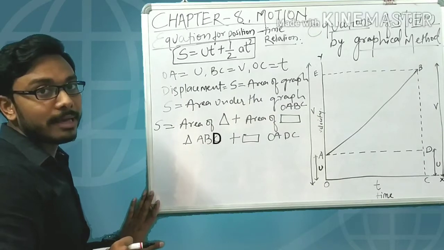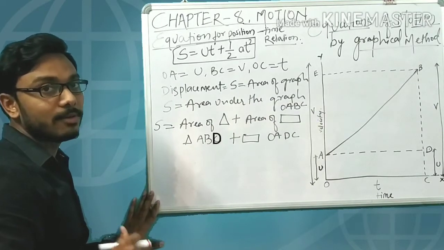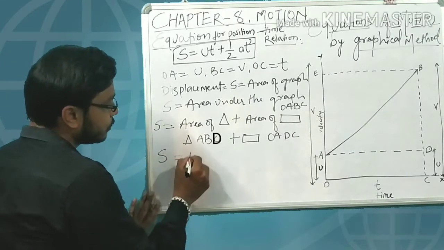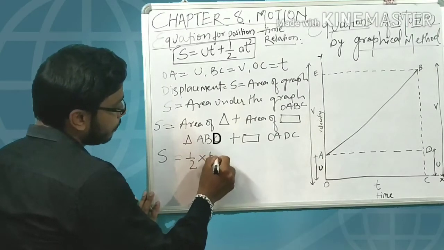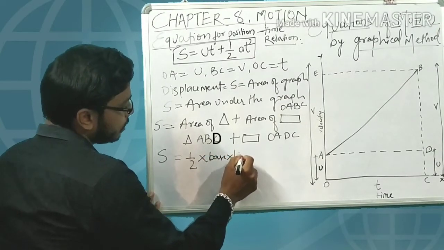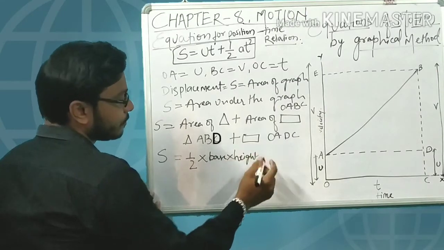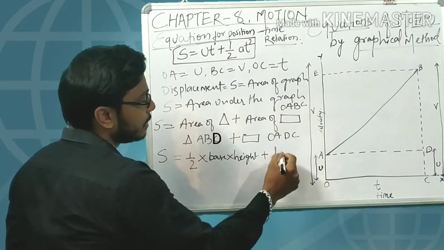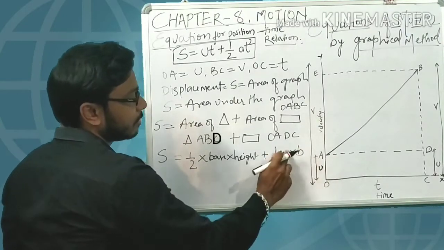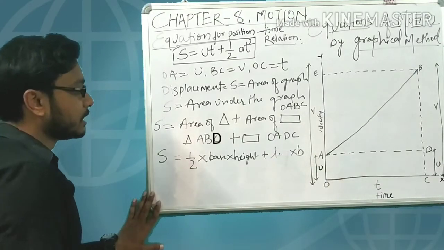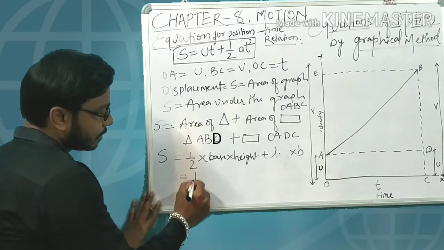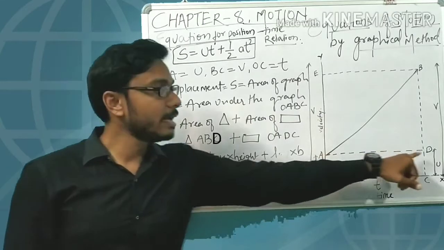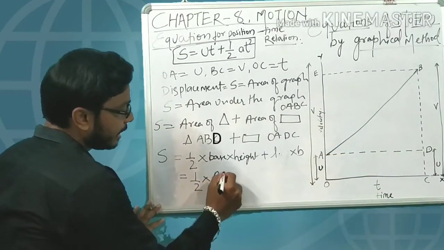What is the formula for the area of a triangle? That is half into base into height. So s is equal to half into base into height plus length into breadth. For the area of a rectangle, that is length into breadth. So now let us see half into base. What is the base of this triangle? That is AD.